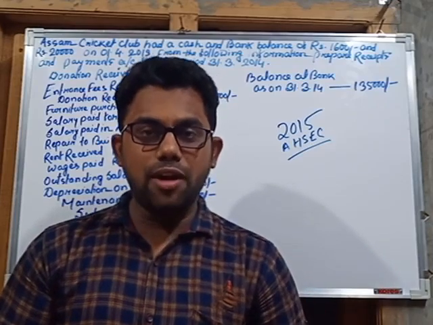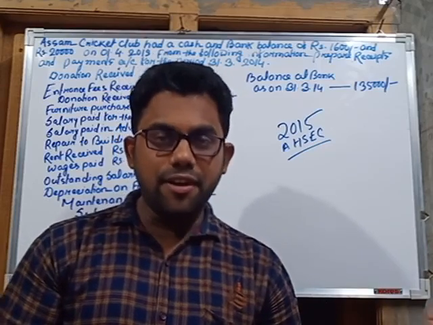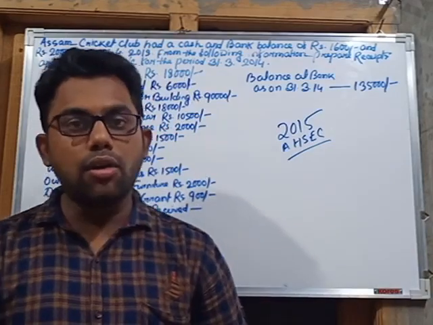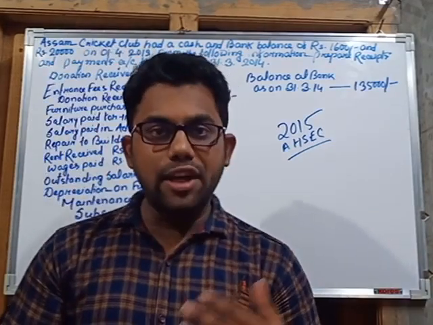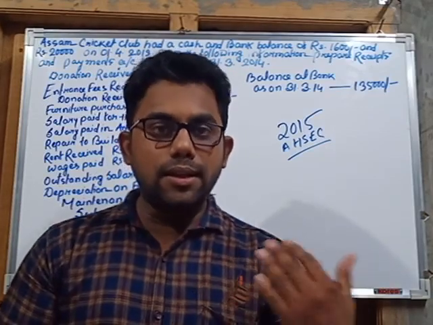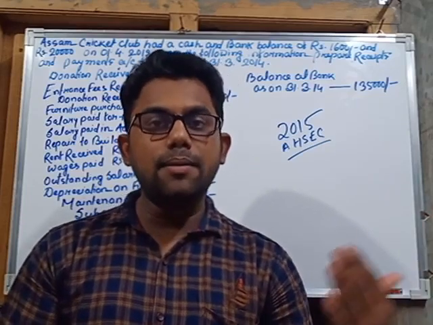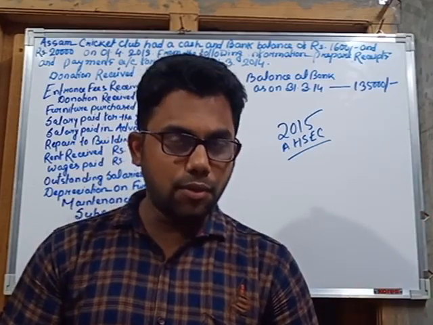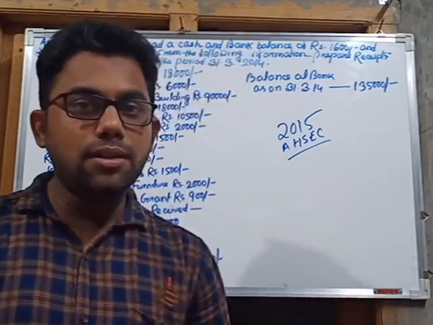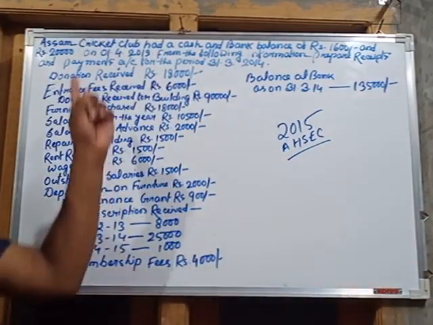In the last class we solved a question from the 2017 final year question paper for receipts and payment account, and I think all of you have understood it well and have tried some of the questions at home. In this class we are going to solve another question from the final year question paper of 2015. So let's start our class.